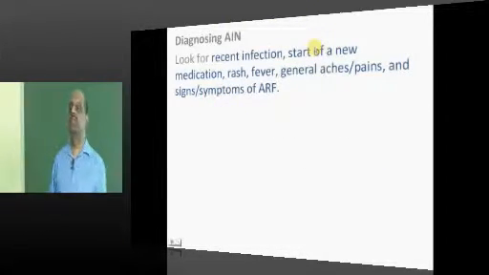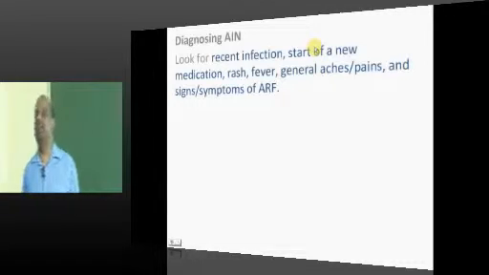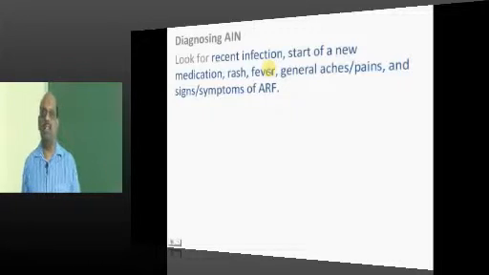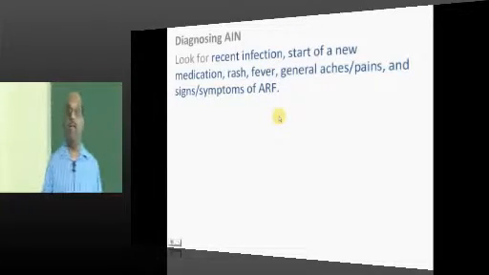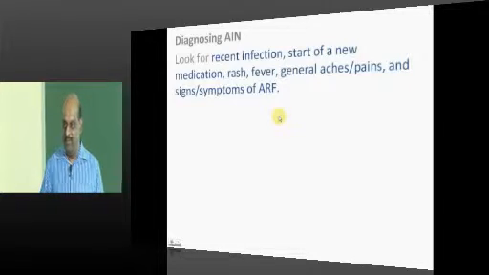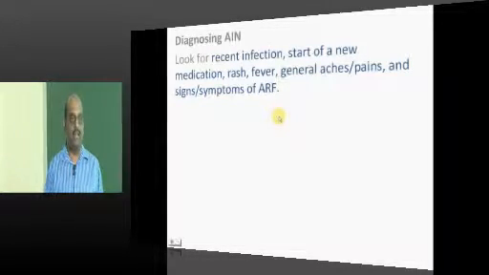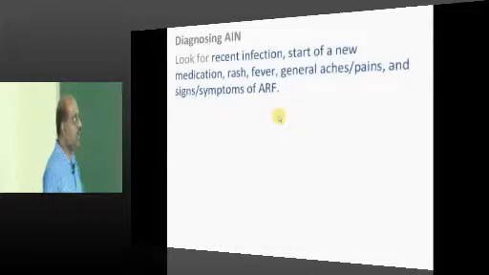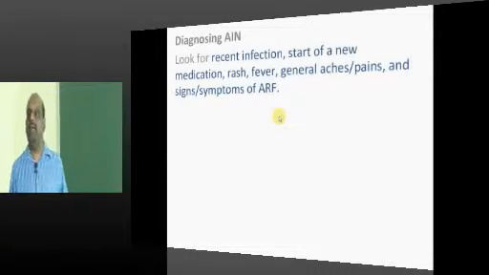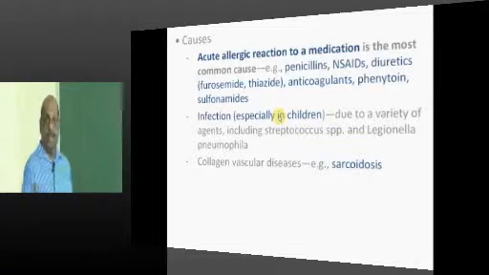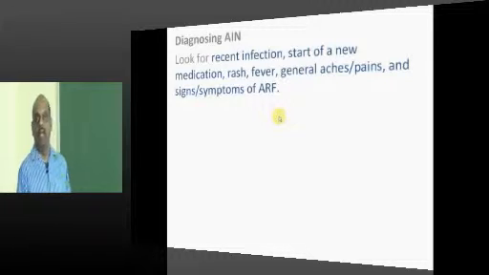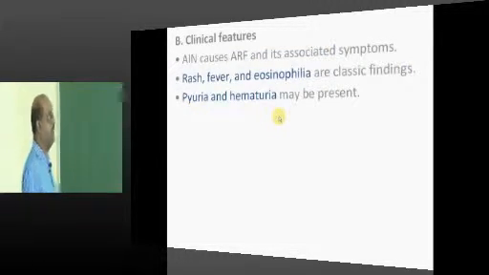Now how do you diagnose? When do you suspect acute interstitial nephritis? If there is a recent infection, or the patient says, recently I started antitubercular therapy with rifampicin, sir. Rifampicin is one of the implicated drugs. So any new medication, any rash, fever or generalized body aches, because any infection can lead to development of tubulointerstitial pathology, along with the signs and symptoms of acute renal failure.